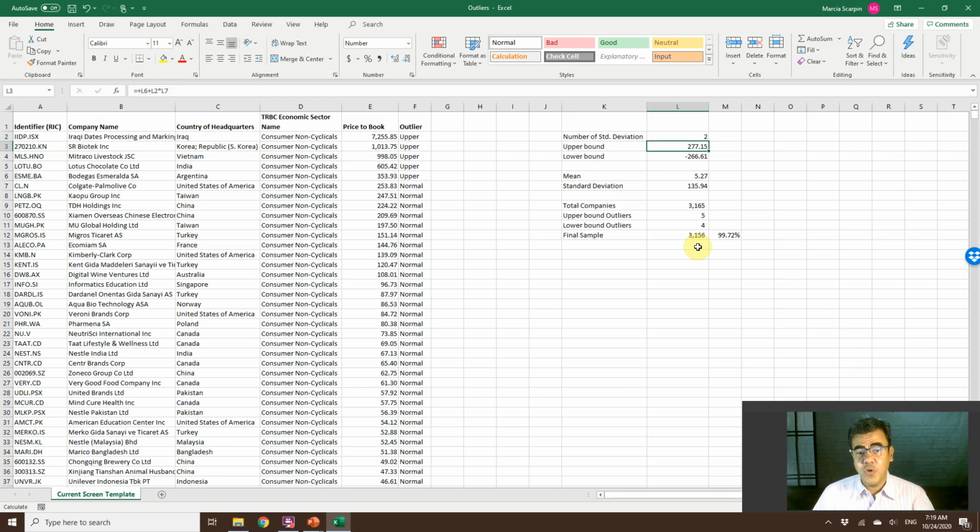So this is a good way to find our outliers. A good and easy way, especially if we are working with big data or a large number of data, especially a large number of companies if we are talking about accounting data and so on. So that is a good and easy way to find our outliers.